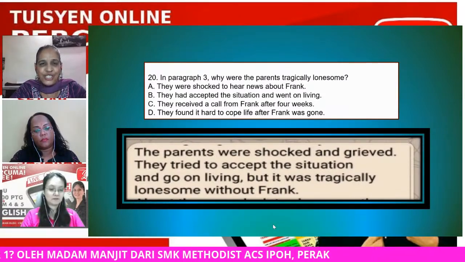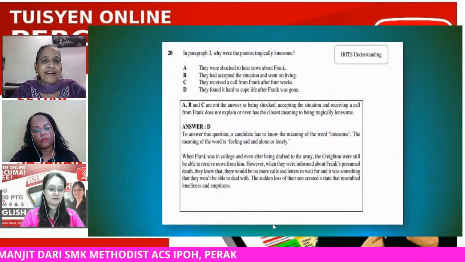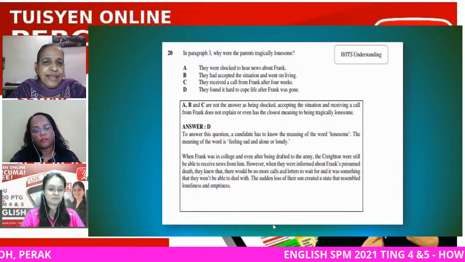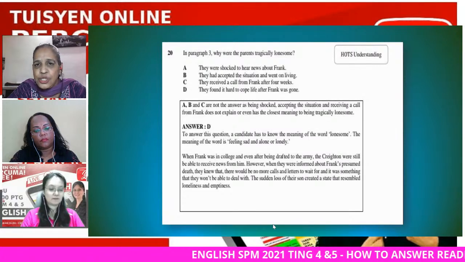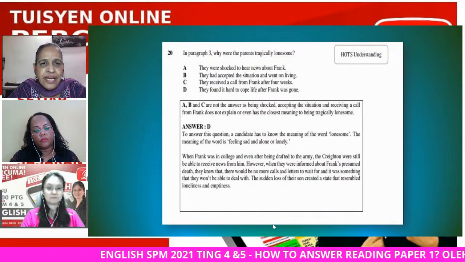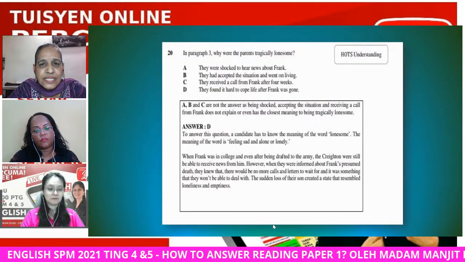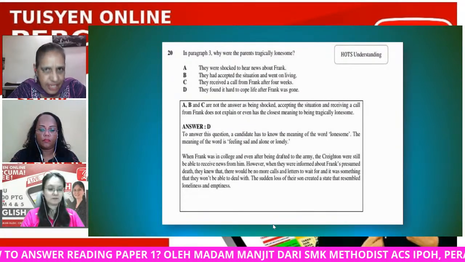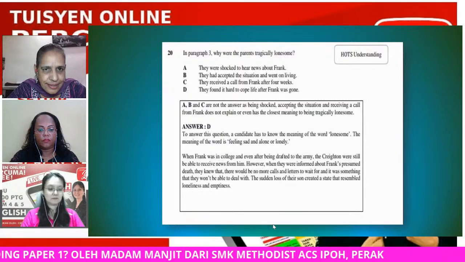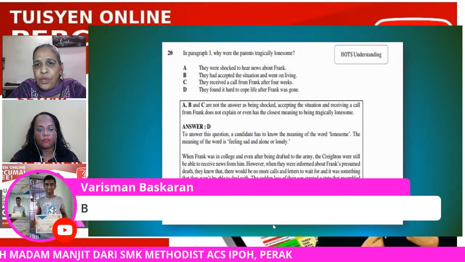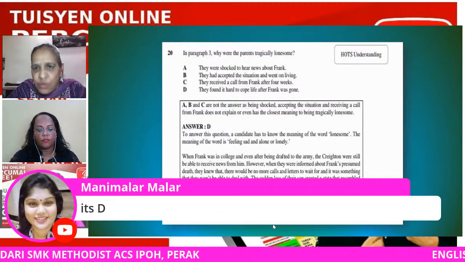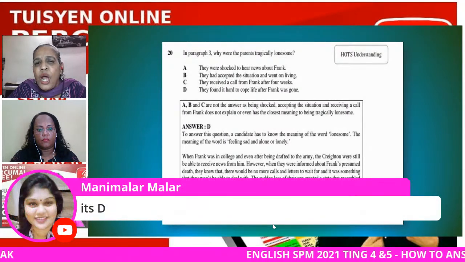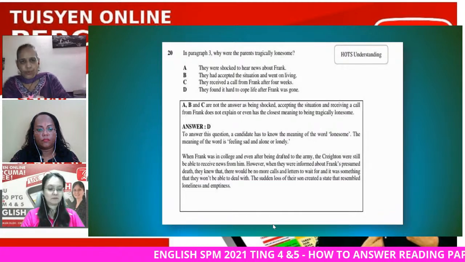Okay, let's continue. Here in paragraph 3, why were the parents tragically lonesome? A, B, C are not the answer. Being shocked, accepting the situation and receiving a call from Frank does not explain or even have the closest meaning to being tragically lonesome. The answer is D. To answer this question, a candidate has to know the meaning of the word lonesome. You must know the meaning. The meaning of the word is feeling sad and alone or very lonely. So that is why they're all alone.